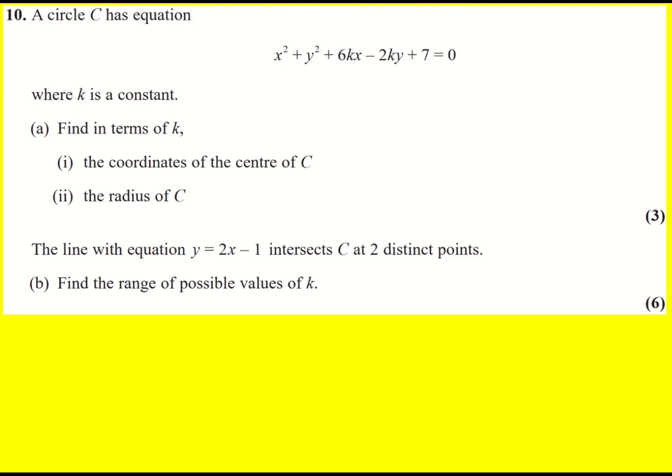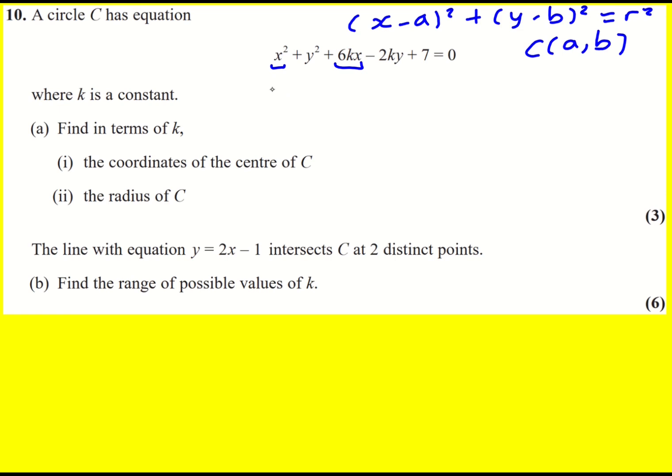Given a circle, we're asked to find, in terms of k, the coordinates of the center and the radius of C. So we're going to write it in the general form: x minus a squared plus y minus b squared equals r squared. Radius r, center (a, b). So we can complete the square.